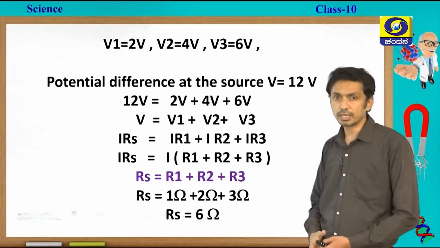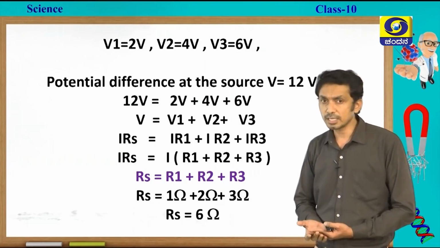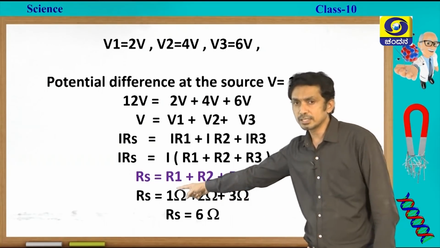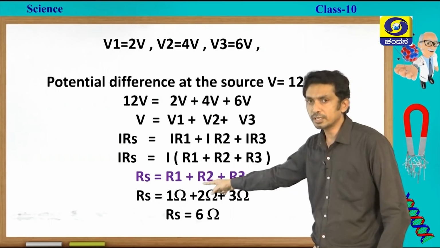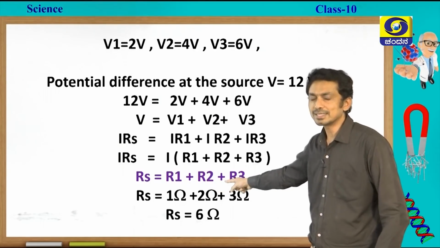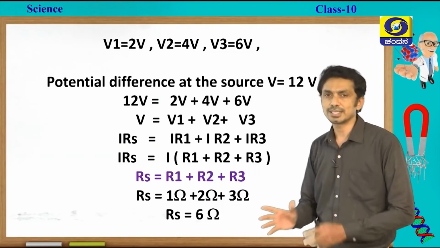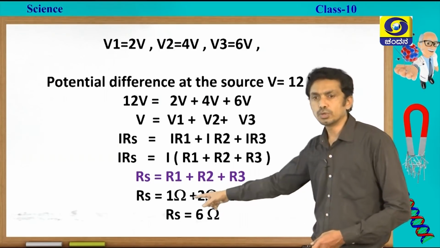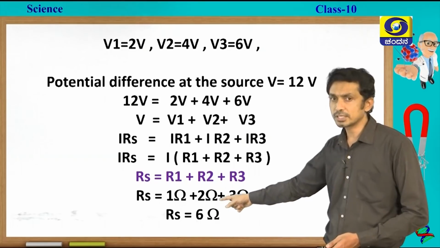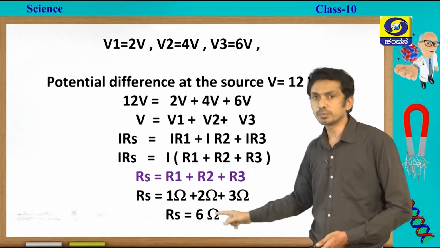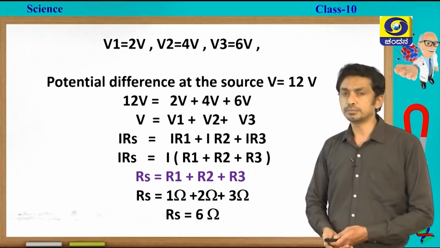So remember, whenever resistors are connected in series, then the equivalent resistance, if we want to find the total resistance in the circuit, what do we need to do here? We need to add the resistances of each resistor. So here in this activity, what is the total value of resistance? It is 6 ohm, 1 plus 2 plus 3, that is 6 ohm.